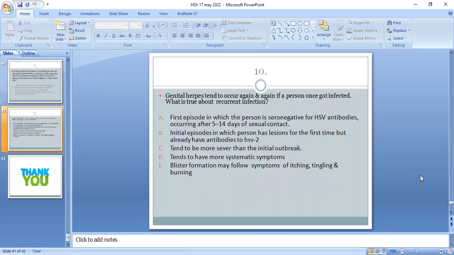10th MCQ is genital herpes tends to occur again and again if a person once got infected. What is true about recurrent infection? Whether first episode in which the person is seronegative for herpes simplex antibodies occurs after 5 to 10 days of sexual contact, or initial episodes in which the person has lesions for the first time but already has antibodies to herpes simplex type 2, or tends to be more severe than the initial outbreak, or tends to have more systemic symptoms, or blister formation may follow symptoms of itching, tingling, and burning.